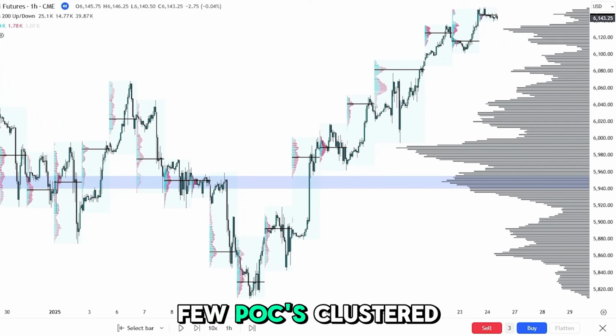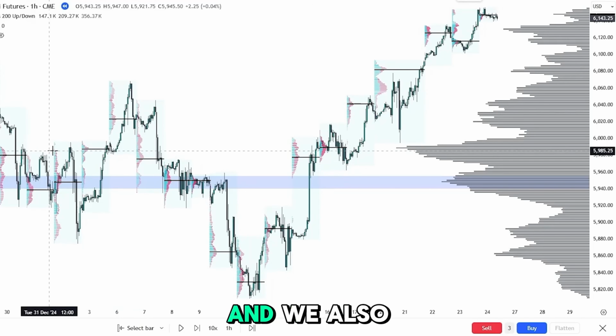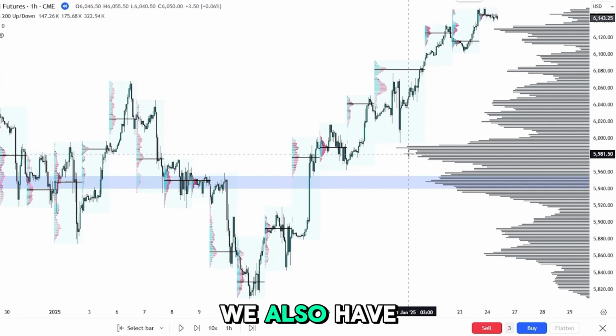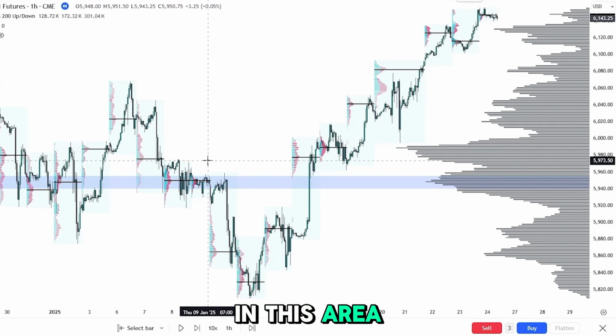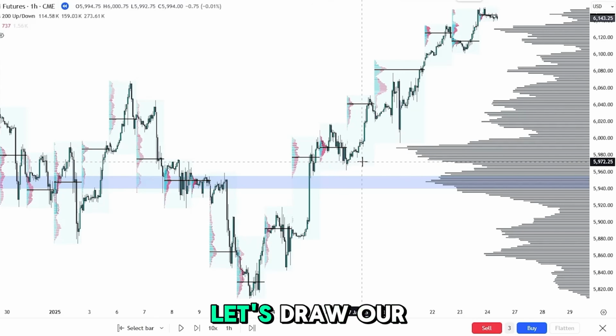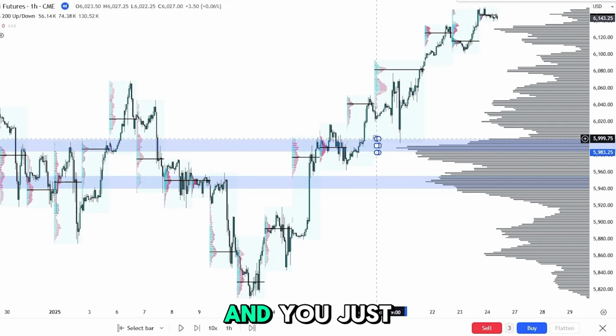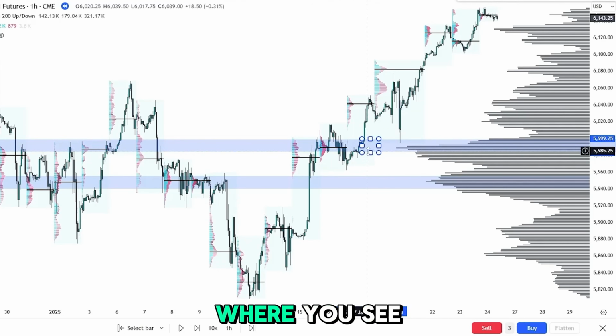We see a few POCs clustered in this area here, and we also see the high volume node. And taking a look at price action, we also have visibly strong rejections in this area. So, just like we did before, let's draw our new supply and demand level. It'll look something like this. And you just rinse and repeat this at every point where you see this.